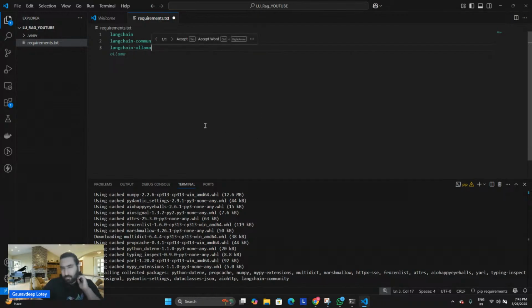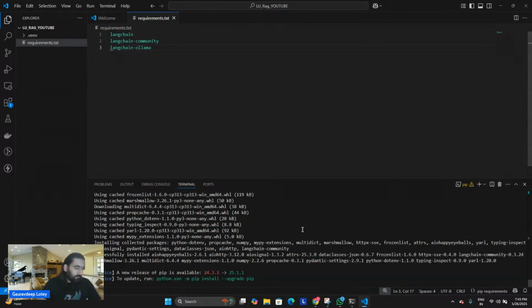We do not need to make our installments rigid by providing versions of these libraries. We'll simply do pip install Langchain, pip install Langchain community, pip install Langchain Ollama.